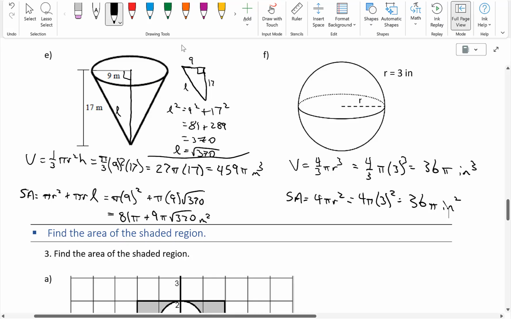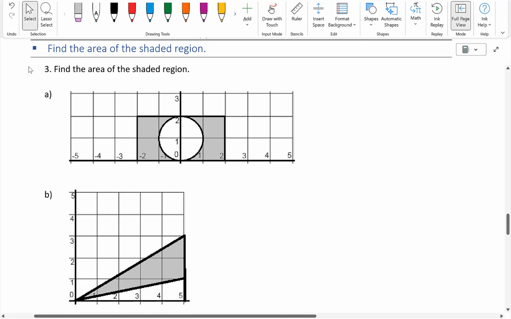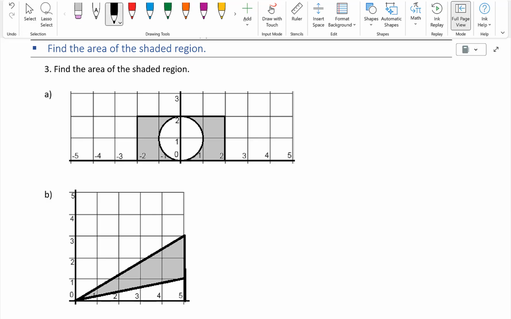Fun. All right, for the last section, we are finding the area of the shaded region. For number 3, find the area of the shaded region. We're looking at A. This takes you back to hopefully middle school or something, but is leading into something we're going to do a lot in calc.